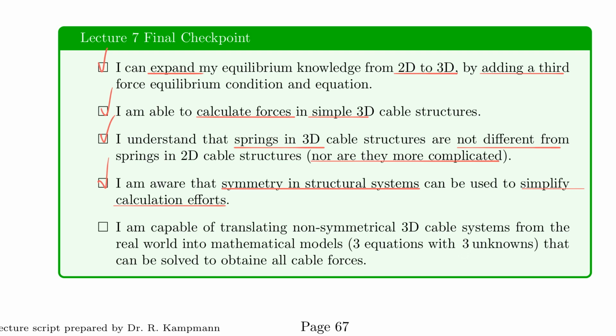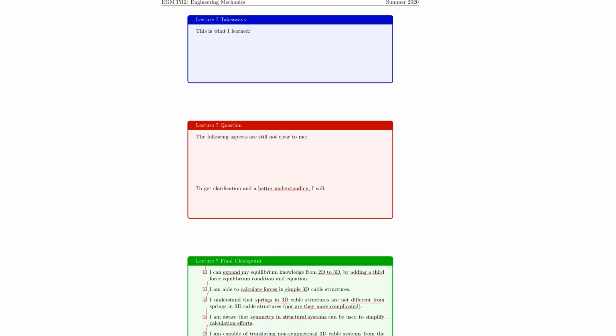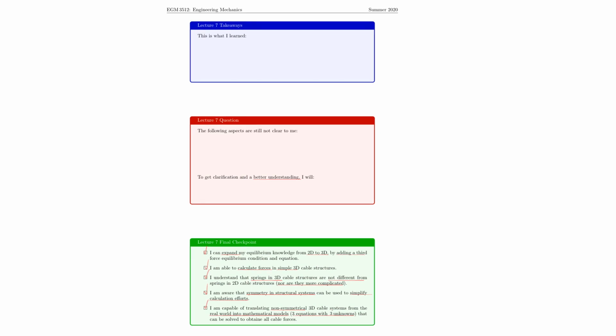And last but not least, we are now able to look at any non-symmetrical structure and calculate the forces from a real-world system, because we can translate the real world into a mathematical model, and we understand that we have three equations with three unknowns that can help us to solve these cable forces. So I can check that off and be done with that as well. So now let's take a look at our homework so that we are ready to solve these problems in the real application.